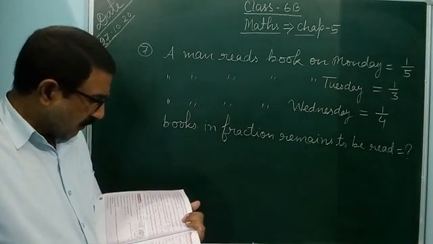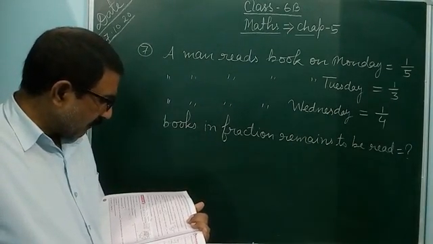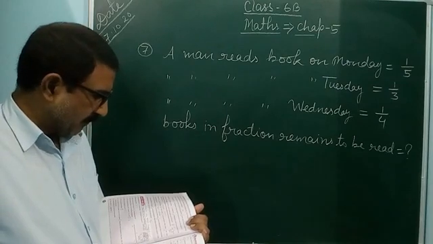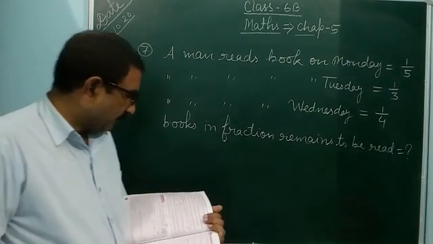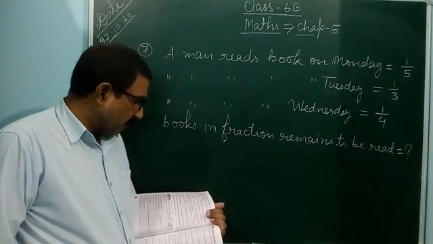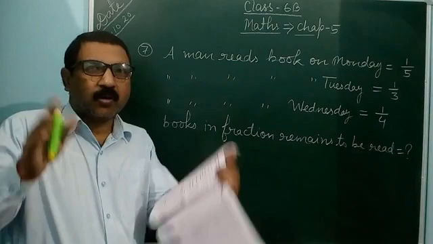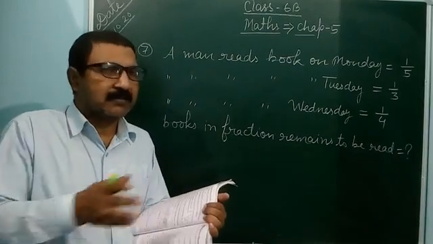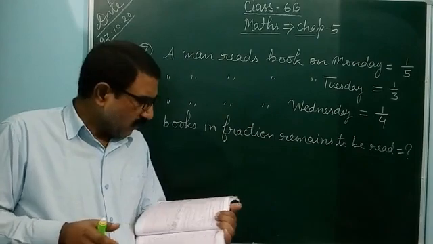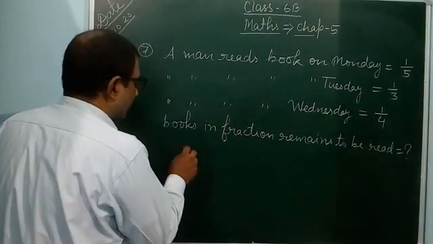After that, if there are 240 pages in the book, then how many pages remain to be read? So you can see, firstly you add together 1 by 5, 1 by 3 and 1 by 4, and you take the whole book as 1. The book is 1, that is the pages and the fraction of the pages.